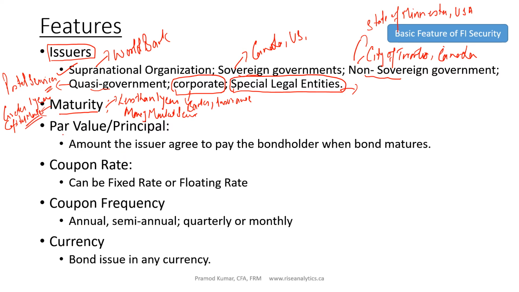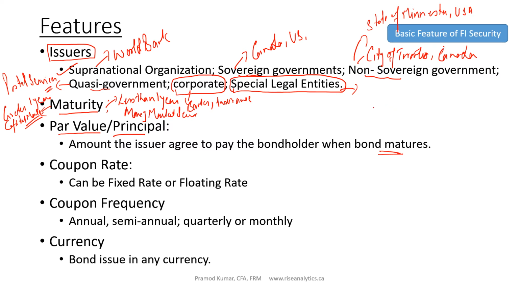The next thing is the par value, right? What's the amount of the issuing? What's the total principal amount of this bond? It can be the par value or the principal value. So the amount the issuer agreed to pay to the bond holder when the bonds mature, right? So this is the total amount. This is not like an individual investor amount.